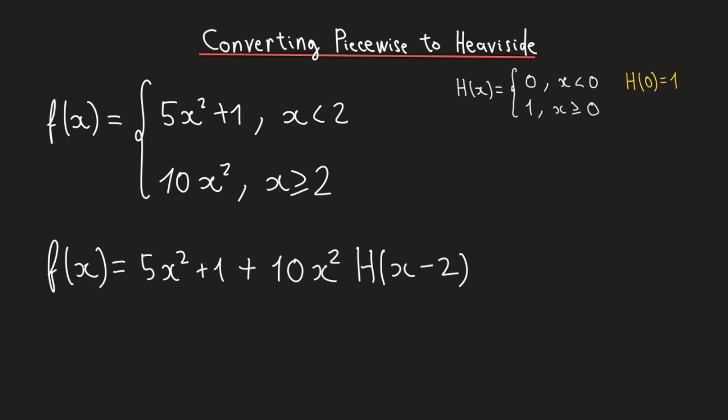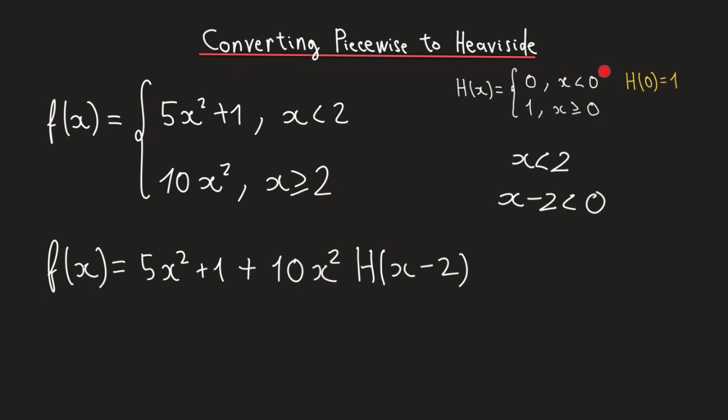Because remember, we want this part over here to be less than 0 for this whole part to be switched off. Therefore, since we want x less than 2, we want an expression that is less than 0. So we subtract 2, to get x minus 2 is less than 0. And if x minus 2 is less than 0, then this whole expression will be less than 0. Therefore, this part will be switched off, because that's how we defined our Heaviside function.